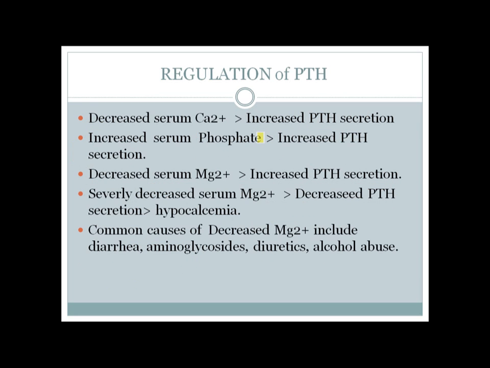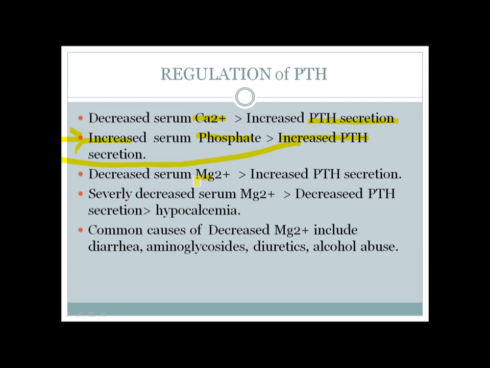So regulation of parathyroid hormone is done mainly by calcium, phosphate, and magnesium. Whenever there is a decrease in calcium, it will lead to increased parathyroid hormone secretion, easy. And whenever there is an increase in serum phosphate, it will lead to increased parathyroid hormone secretion, which will ultimately reduce the phosphate level by excreting it through the kidney.